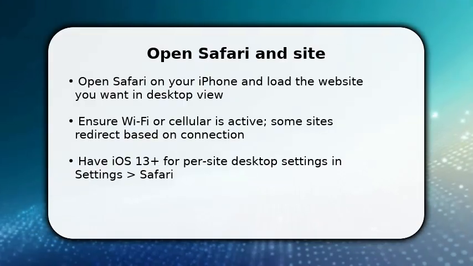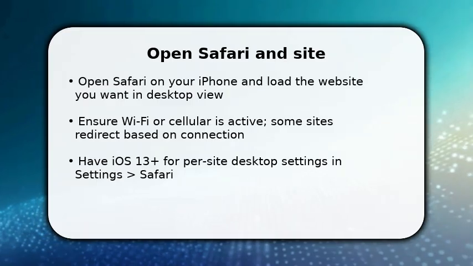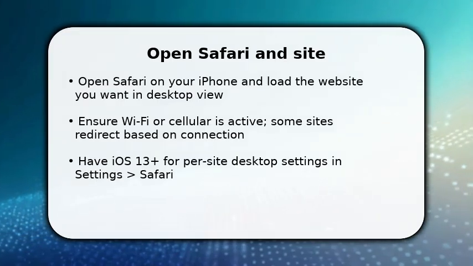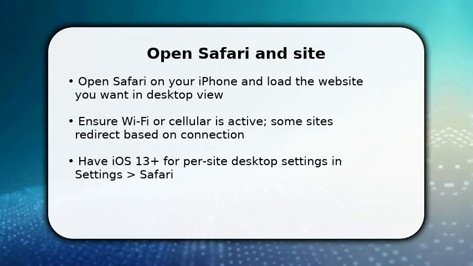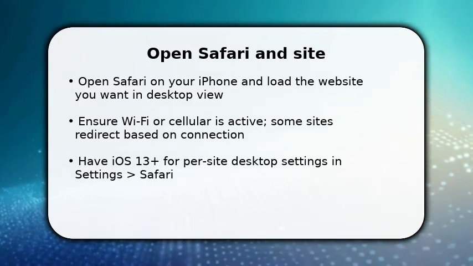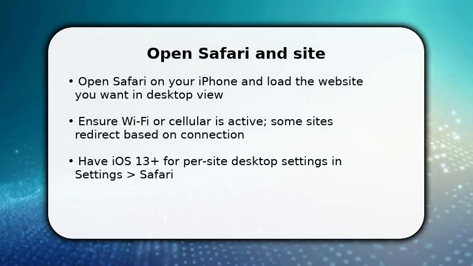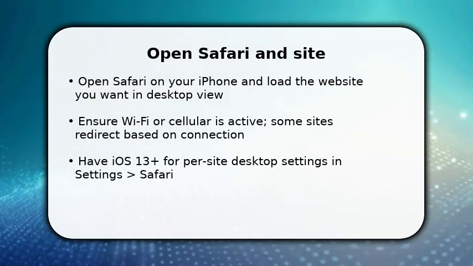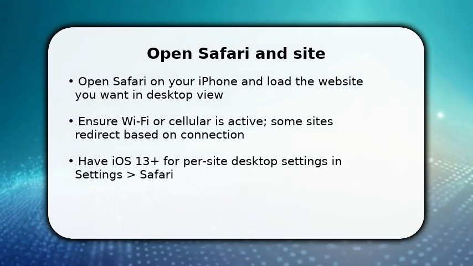You'll start in Safari, open the browser, and go to the page you want to view as a desktop site. Once loaded, look at the left side of the address bar. That's where the view controls live. If the page auto-redirects to a mobile layout, don't panic. You can force the desktop version from here.